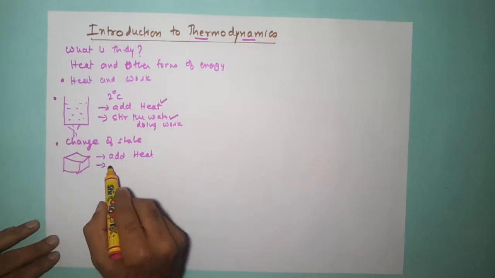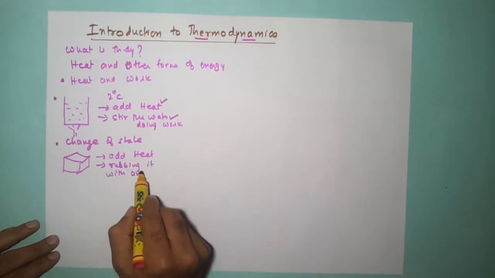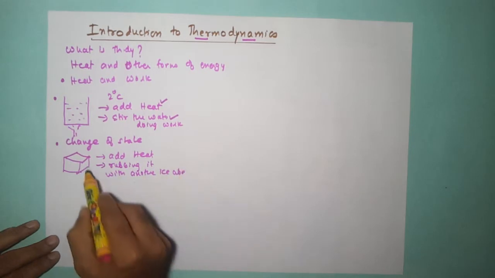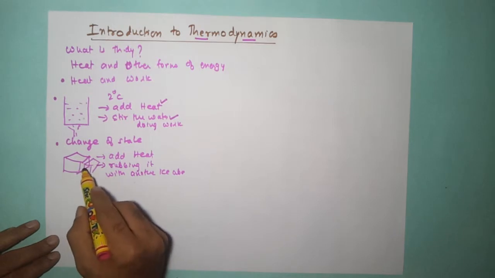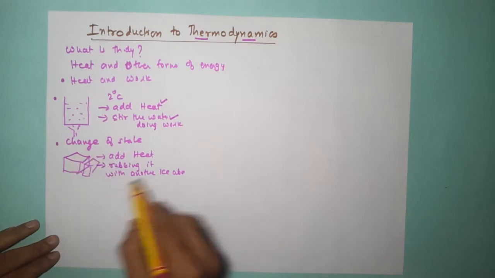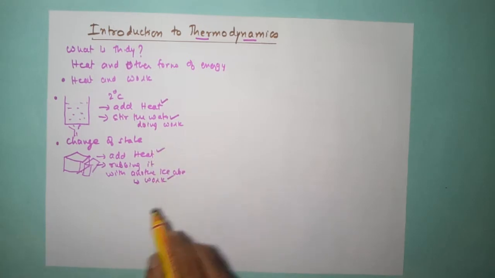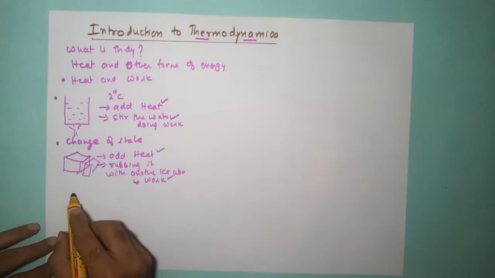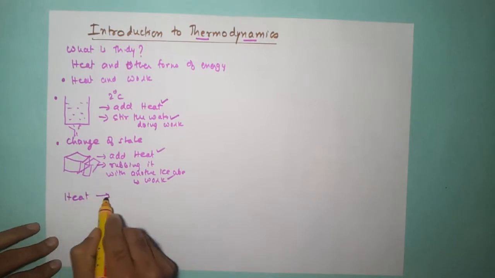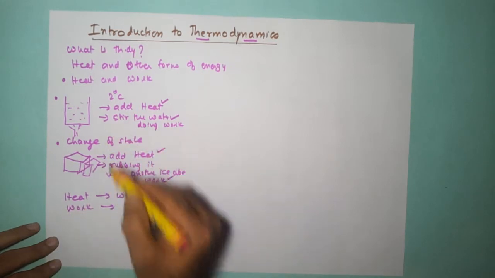The other is by rubbing it with maybe another ice cube. So I take another ice cube and rub both the ice cubes against each other. Friction will be created that will generate heat and then it will start melting. So this is again by doing work. So I'm able to raise the temperature of an object by either giving it heat directly or by doing work. Also, heat can generate work and work can generate heat, as we saw in these cases.